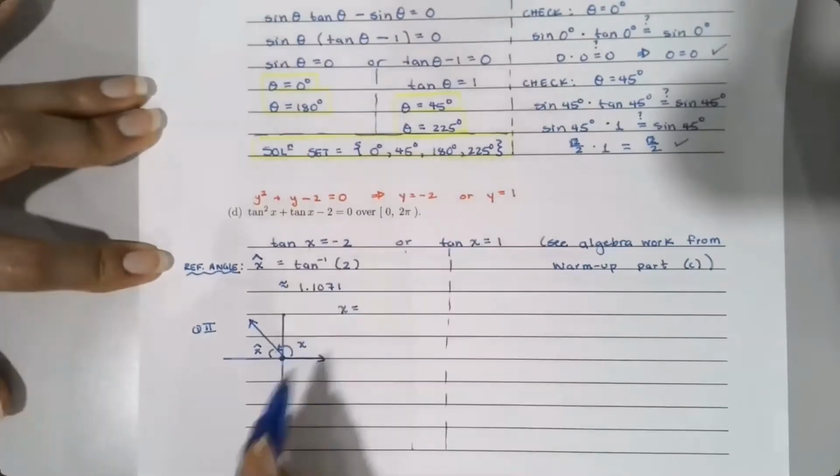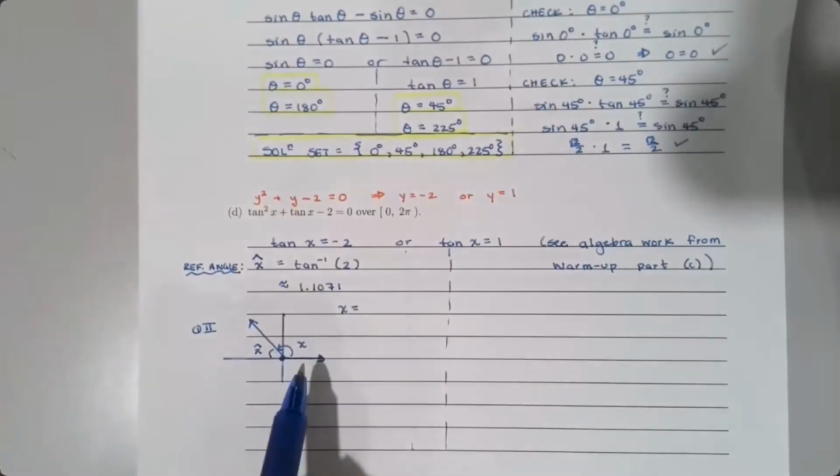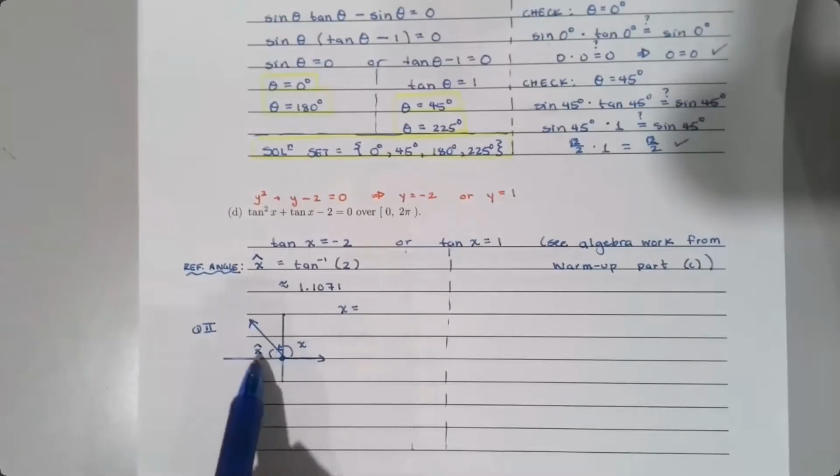What would be the equation? How would we get the value of x if we already know the reference angle? These two angles add up to what? You subtract it from 180. Very good. Yeah, you subtract the reference angle from 180.